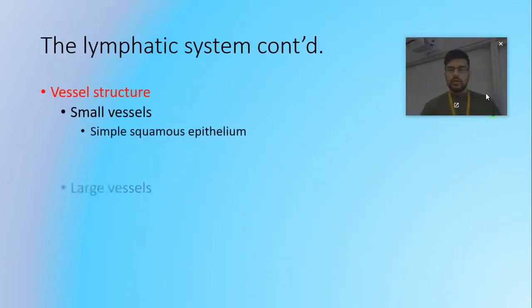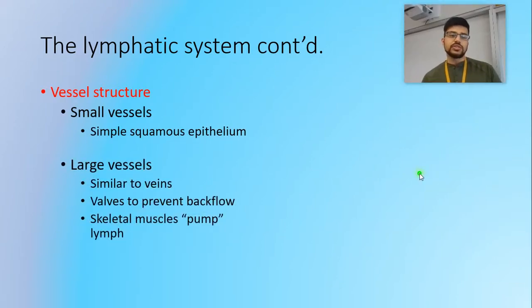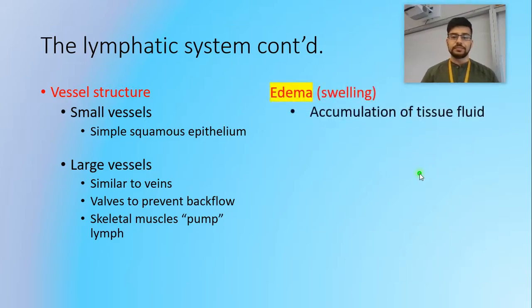So with the structures themselves, you have what are called small and large vessels. The small ones are just small vessels of squamous epithelium. The large ones are very similar to veins. They're going to have these valves to prevent any backflow, and they're going to be controlled by muscles to help them pump, because this network does not have a centralized heart to pump things along. They have to use these skeletal muscles instead.